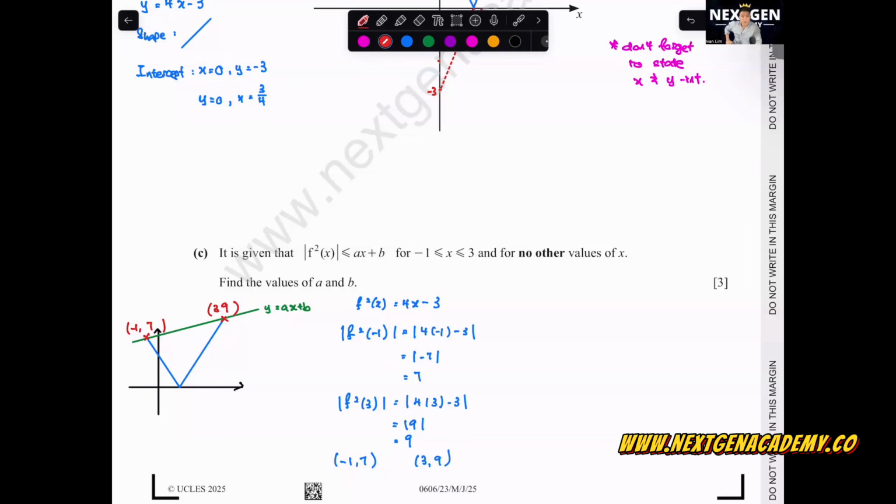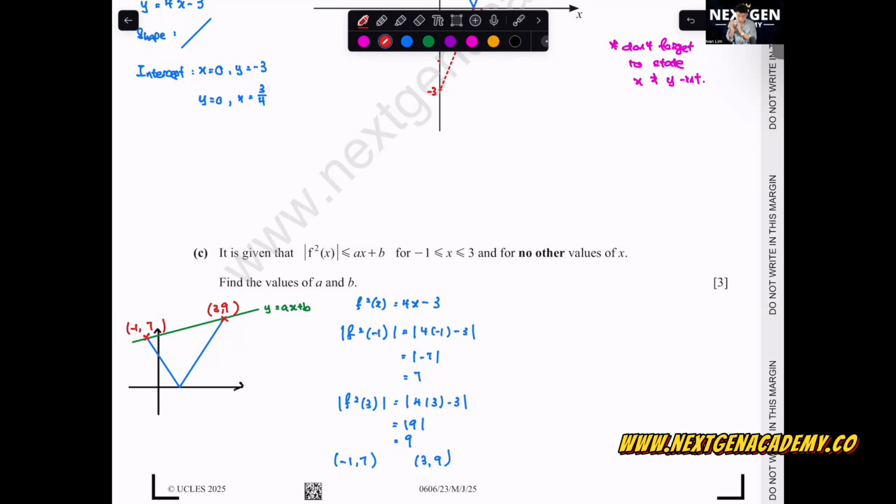Understand what we're doing here? We're finding the 2 points on the graph. So now you have 2 points on the graph already. Can we construct this straight line equation, which is the ax plus b? Can, right? According to this graph, you find your m and you find your c value. You want to use y equals mx plus c, also can. You want to use y minus y1 equals m bracket x minus x1, also can.